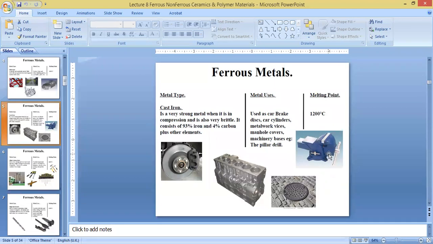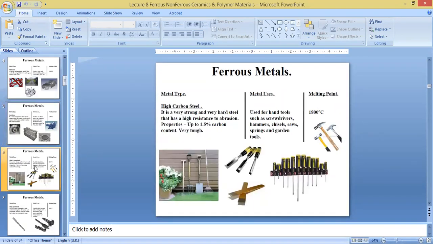The pillar drill. In short, those lathe machines in the workshop, the wood workshop, metal workshop, usually are made out of cast iron. Very strong in compression, 1,200 degrees melting point.